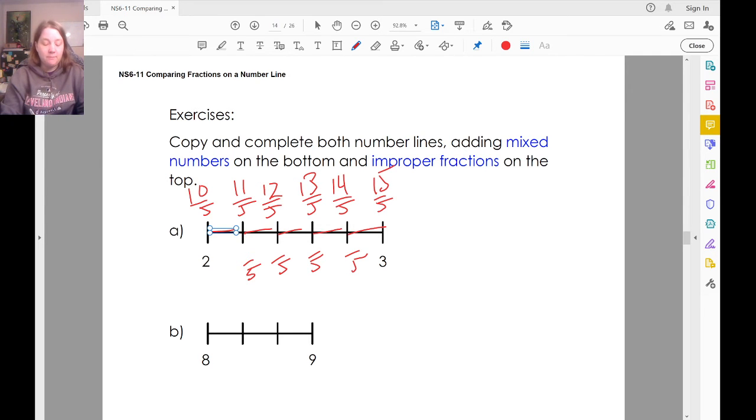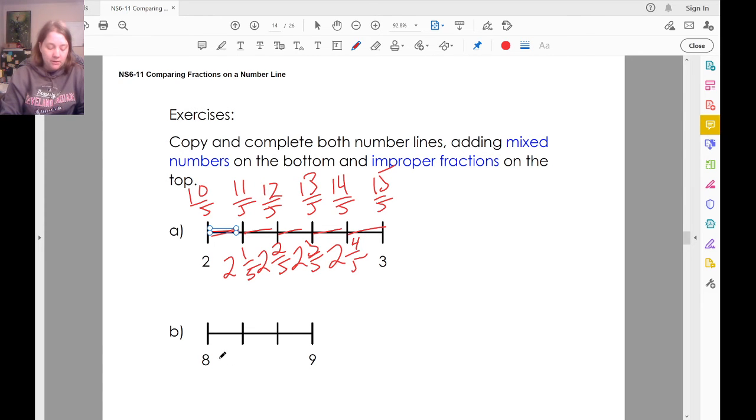Now I need to figure out the bottom. 2 is going to be the whole number here, so we're going to put 2 in front of everything because we didn't quite reach 3 yet. What should the numerators be? Well, starting at 1. 2 and 1/5, 2 and 2/5, 2 and 3/5, 2 and 4/5. Then we're going to go over to letter B.